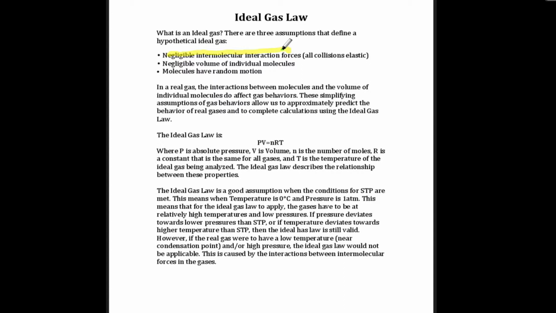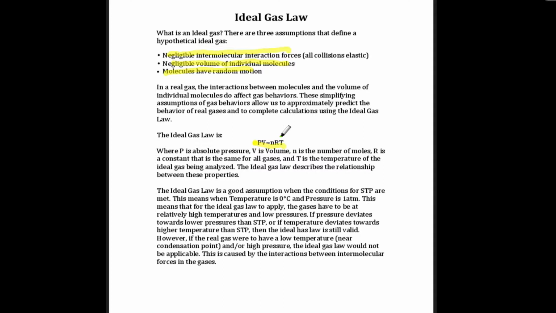The second assumption is that the volume of the molecules is also negligible. And the third assumption is that the molecules are all moving at random motion. Of course, we know that in a real gas, these assumptions don't hold true, since the molecules do occupy some volume, and since there are some interactions between these molecules. However, these assumptions help us simplify the predictions of the behavior of these gases, and they allow us to complete calculations using the ideal gas law, which is stated here.